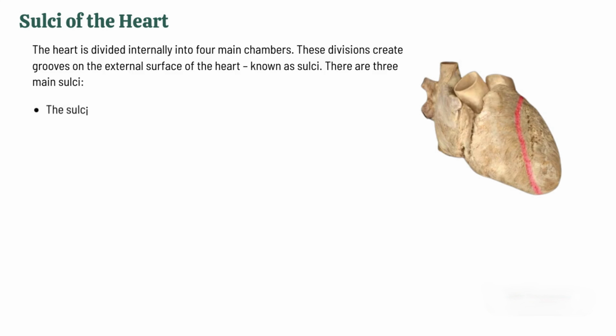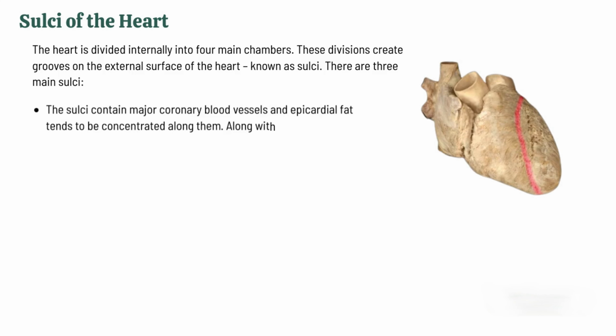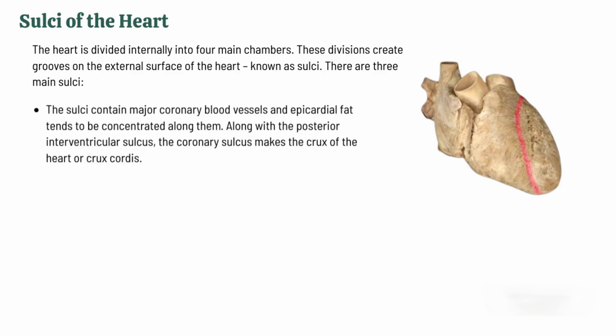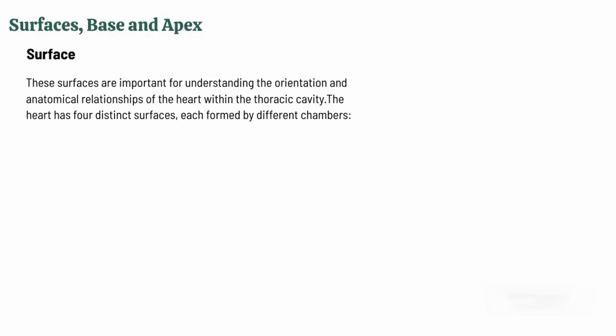The sulci contain major coronary blood vessels, and epicardial fat tends to be concentrated along them. Along with the posterior interventricular sulcus, the coronary sulcus makes the crux of the heart, or crux cordis. Surfaces. These surfaces are important for understanding the orientation and anatomical relationships of the heart within the thoracic cavity.